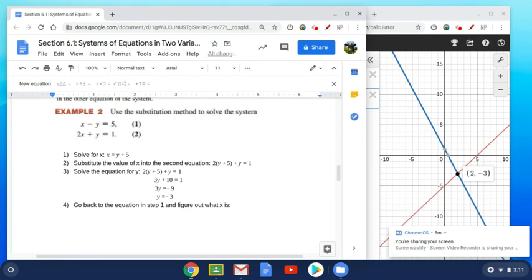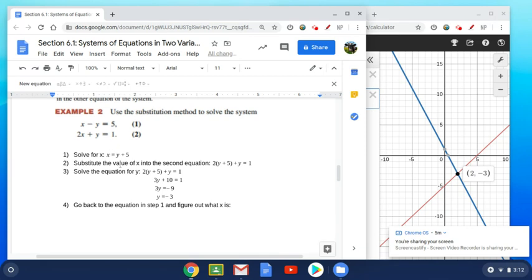So the first thing I want to do if I'm solving by substitution, I need to get one of these letters by itself. And it doesn't matter if it's x or y. But here's what I notice. I'm going to go ahead and get x by itself in the top equation just because that equation looks simpler than the bottom one. So to get x by itself, I move the y over with the 5 so that I get x equals y plus 5. So there's step 1.